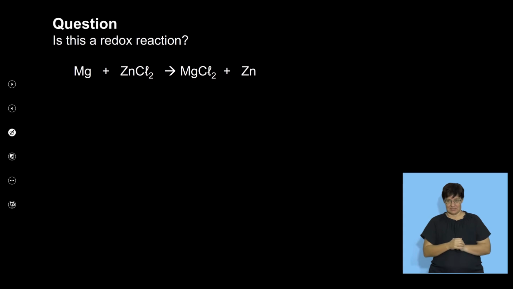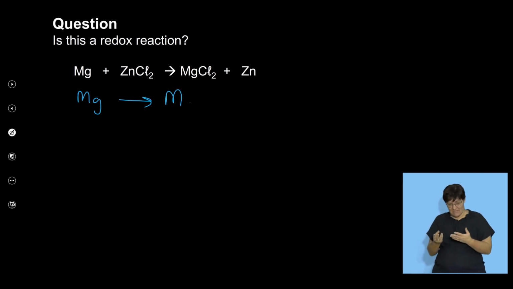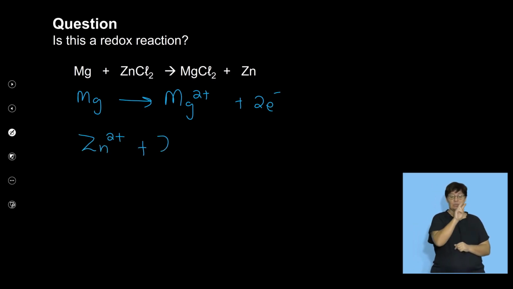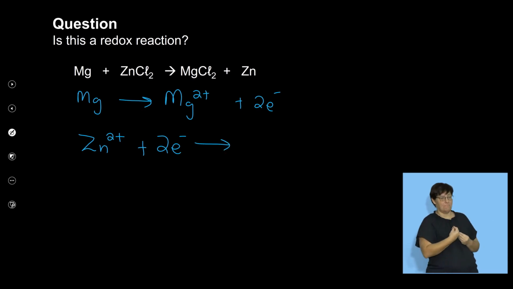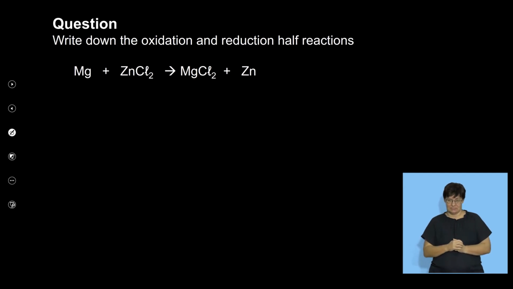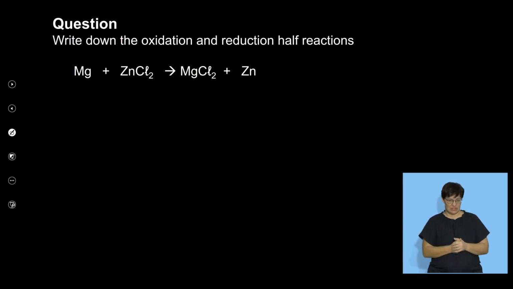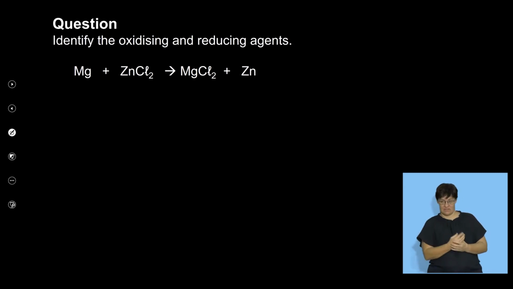Now, is this a redox reaction? We agree, because magnesium actually underwent oxidation to give us Mg2+ plus 2 electrons, while Zn2+ gained electrons to give us zinc metal. So yes, indeed, this is a redox reaction. We can actually do that. These are the half reactions that we are talking about, which talk about the transfer. And then again, identify the oxidizing agent and the reducing agent.